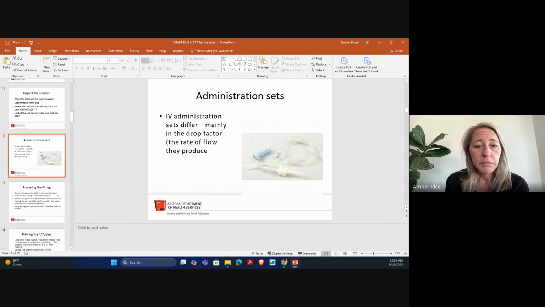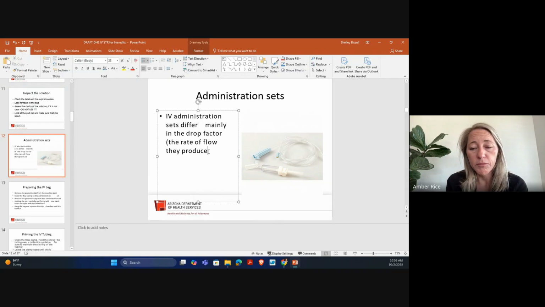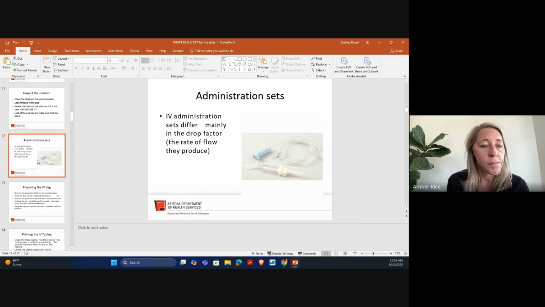And then administration sets. I didn't go into too much detail here unless you guys think we should about the different drip sets. I just left it sort of as the drop factor might be the one thing that's different between them if you have multiple in your bag. I think that looks great. Okay.